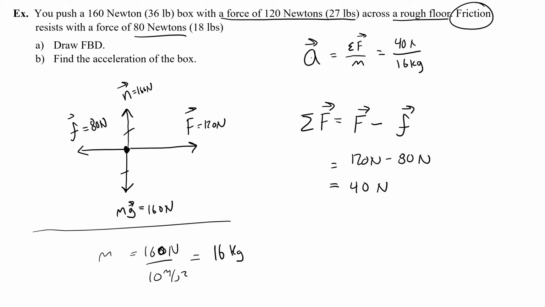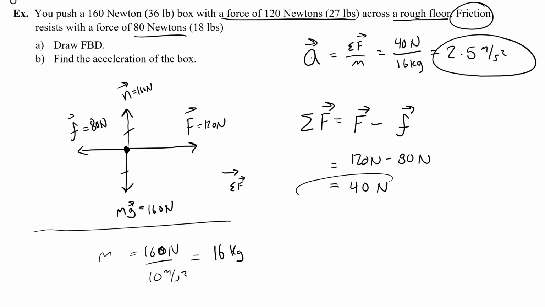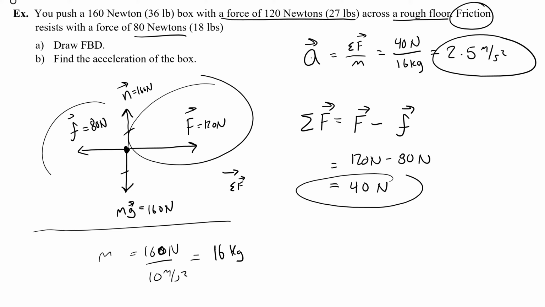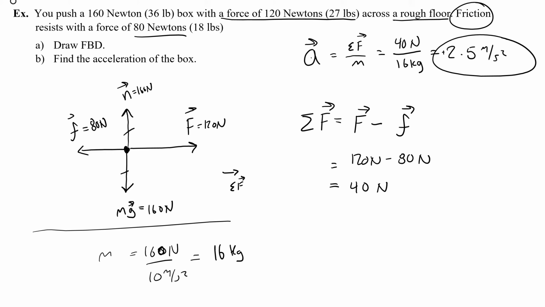40 newtons divided by the mass of 16 kilograms gives me 2.5 meters per second squared. And remember that the net force here would be to the right because it's a positive 40 and the applied force is larger than friction. So that means the acceleration is also to the right, which we're choosing to be our positive direction. Good job. Let's do another problem.